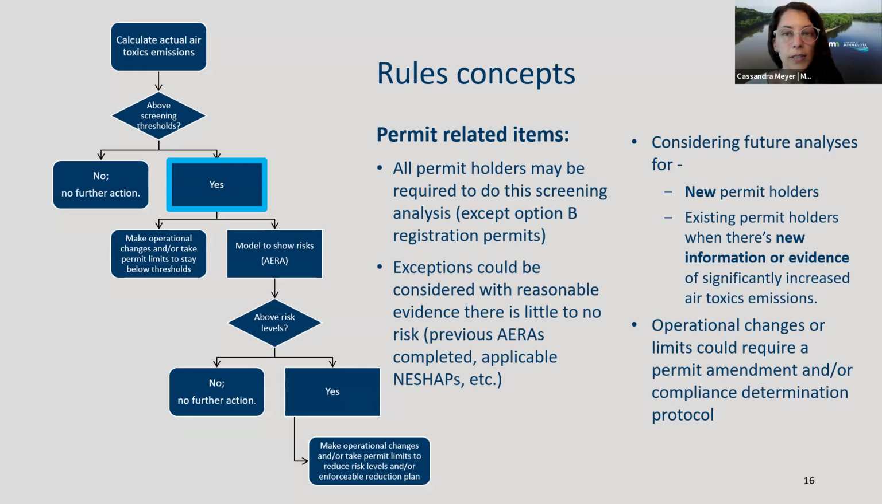We could consider exemptions with reasonable evidence that there's little to no risk. An example where this could be an option is if an ERA or a risk analysis has already been completed for a facility, or if there are applicable niche acts where there has already been a risk analysis for that regulation, for that specific niche act, or something else.